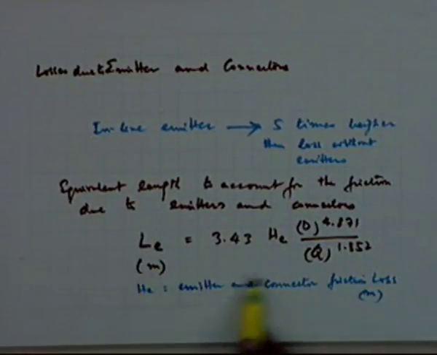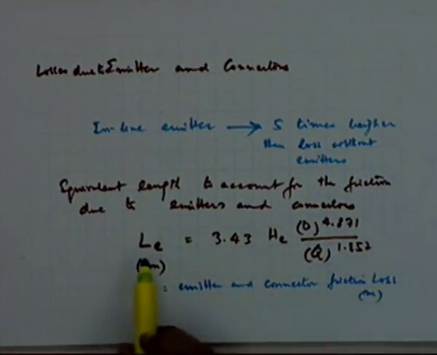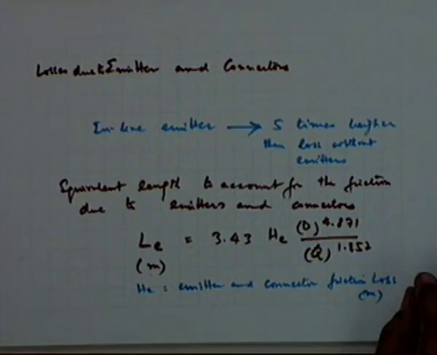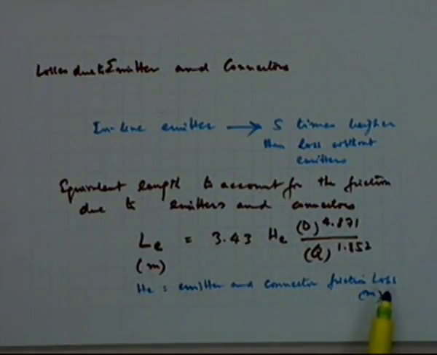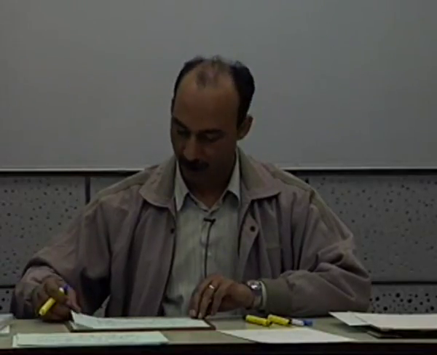So once that is known, then you can find out what is the equivalent length by which the original length has to be increased, and then you can use the combined length and the other previous expressions to find out how much is the change because of this additional head loss which is because of these connectors and the emitters. So that can be taken care of. Otherwise, all the other details remain the same.